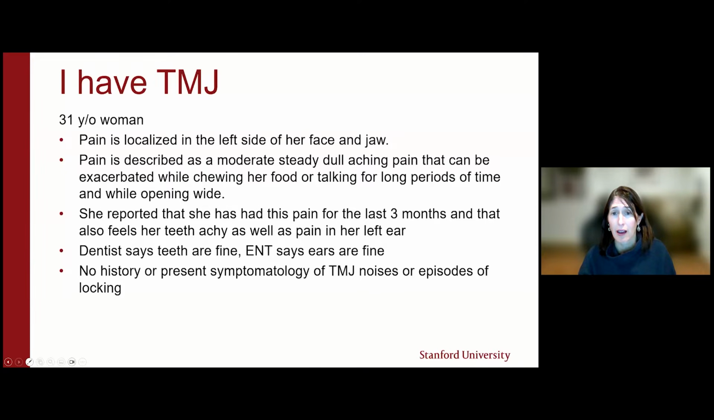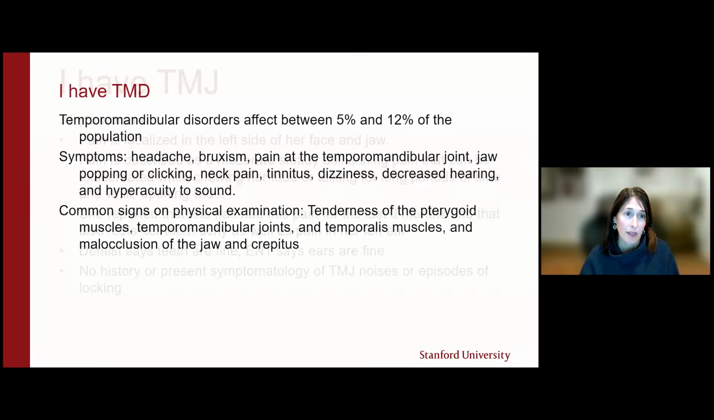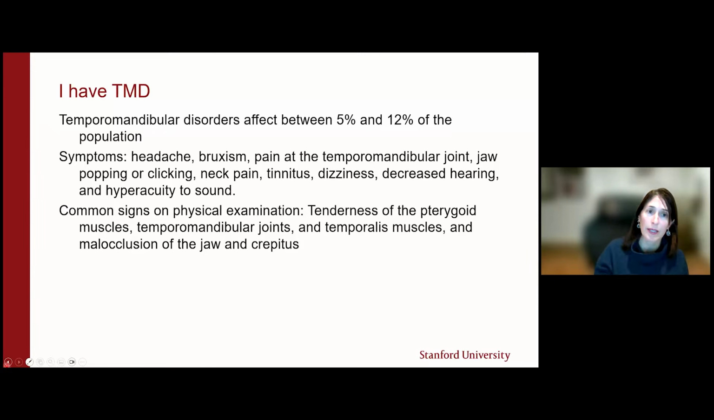And we didn't really talk about locking, but locking would be the most severe case of that disc not going back and preventing the joint from closing because the disc is stuck. So she does not have TMJ. What she has is TMD, temporomandibular dysfunction or disorders. And these affect about 5 to 10% of the population.